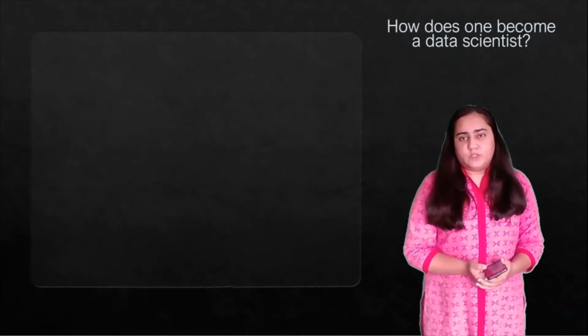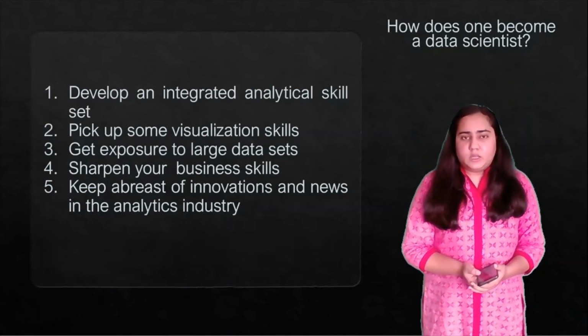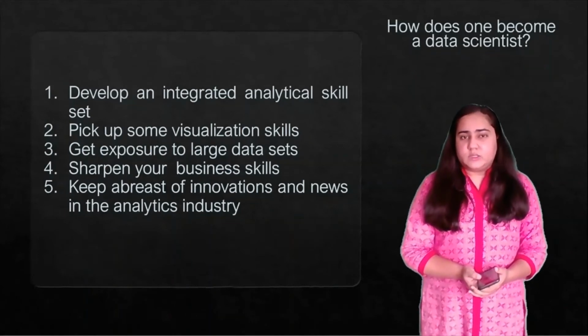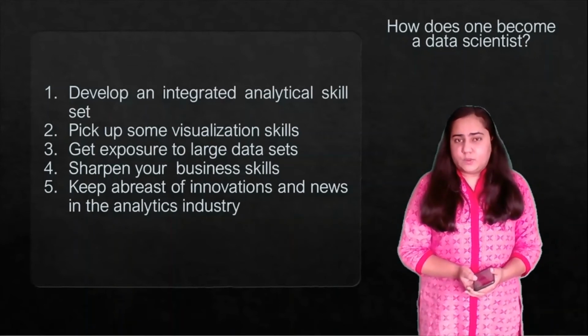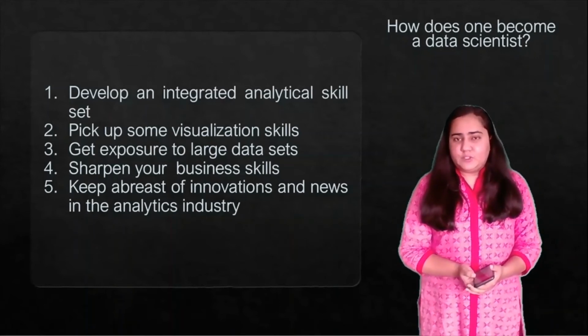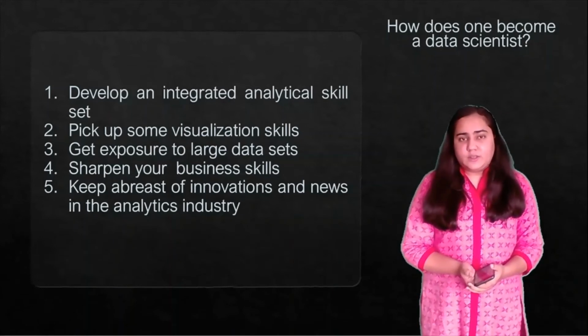Now, another question is, how does one become a data scientist? What sort of skills are required? So number one, you need to develop an integrated analytical skill set. So this is the first skill. The second you need is to pick up some visualization skills. So both of these you are going to be able to do once I finish teaching this subject.